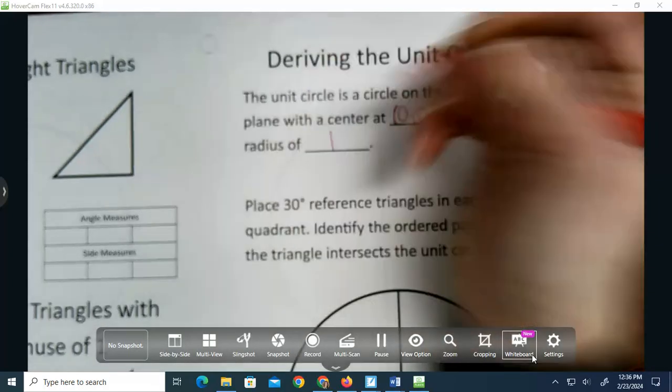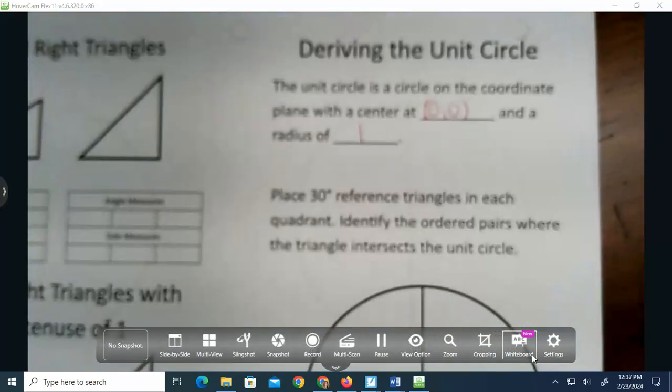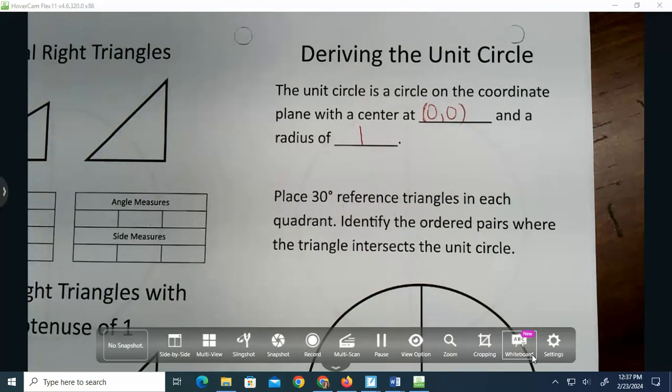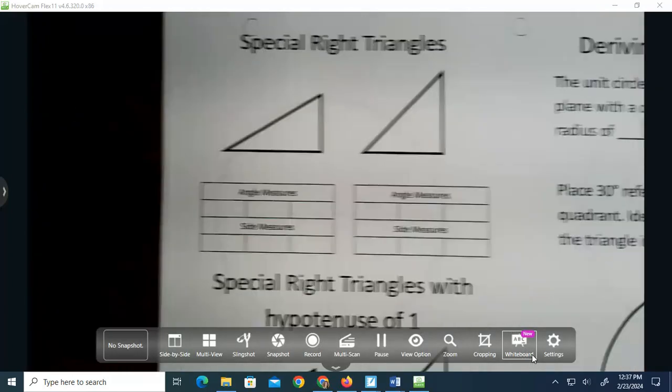With a radius of 1. So if you think about graphing anything that you did back in Algebra 1, you know where 0, 0 is. If you go 1 in every direction, that's your radius. That's our unit circle.